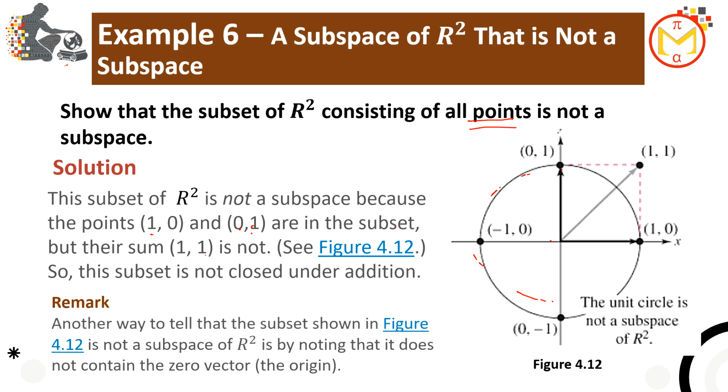Another way to tell that the subset shown in the figure is not a subspace of R squared is by noting that it does not contain the zero vector. Remember, if this is our circle, this is actually the equation x squared plus y squared equals 1, because we have 1 here. And this is a circle whose radius is equal to 1.